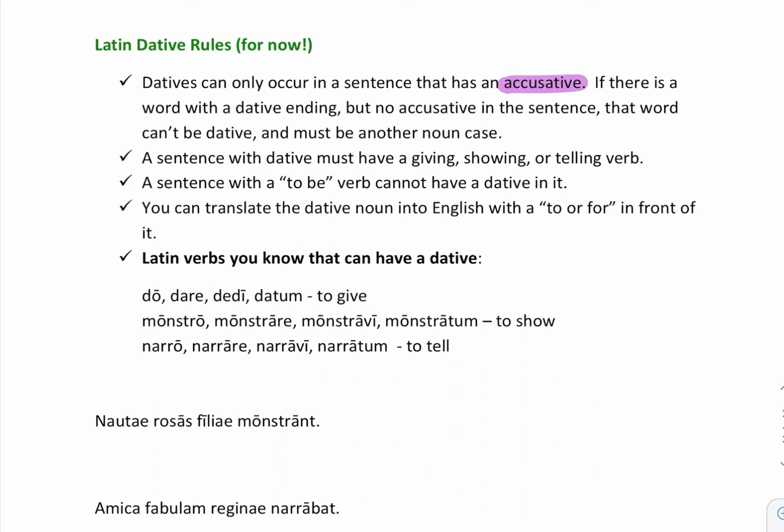A sentence with a dative must have a giving, showing, or telling verb. There are some differences later, but for right now, keep that in mind.